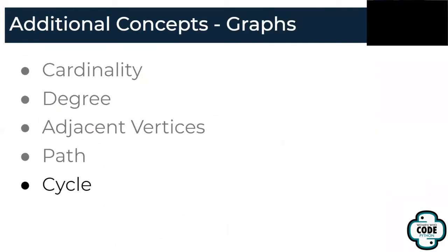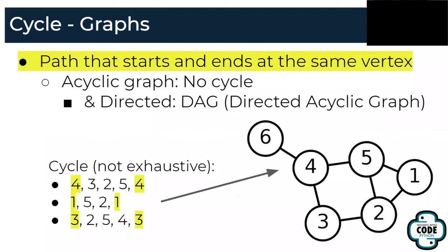And the last concept we will visit is a cycle. A cycle in a graph is a path that starts and ends at the same vertex. A cyclic graph means a graph with cycles, and an acyclic graph is a graph without any cycles. A graph that is acyclic and directed is a directed acyclic graph, which is abbreviated as DAG.